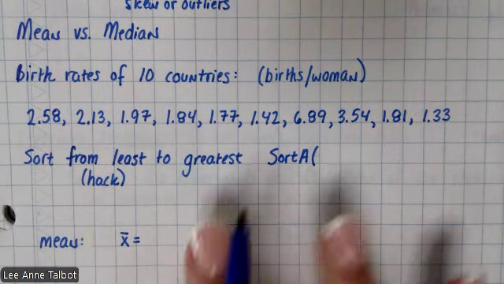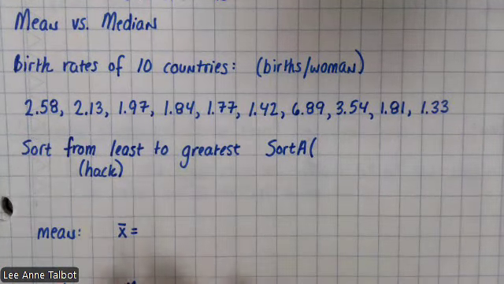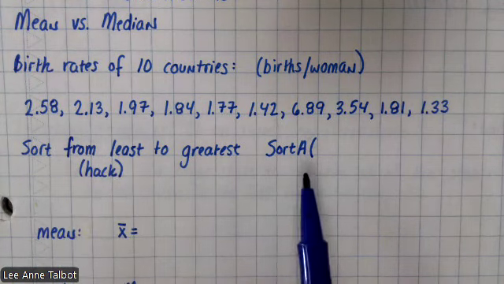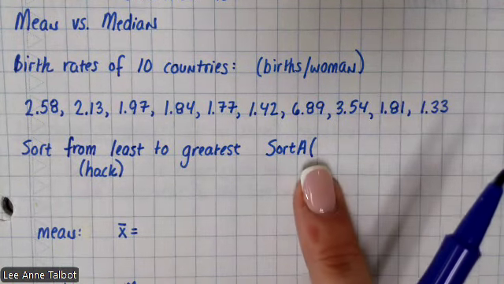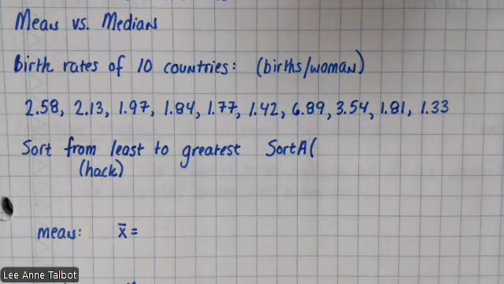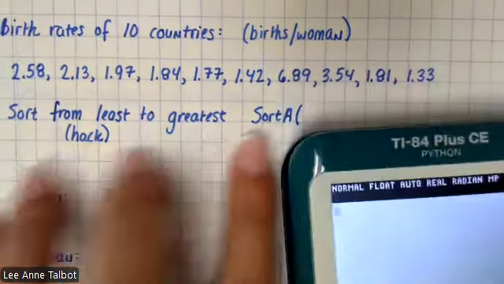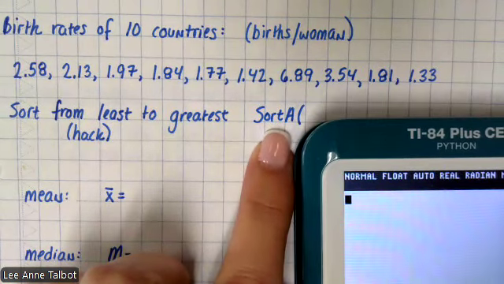The first thing I want to show you is how to calculate the mean and how to calculate the median. To calculate the median, it's much easier if your numbers are sorted from least to greatest. So the first thing I'm going to show you is kind of a life hack, which is called sort A. Sort A means ascending order.